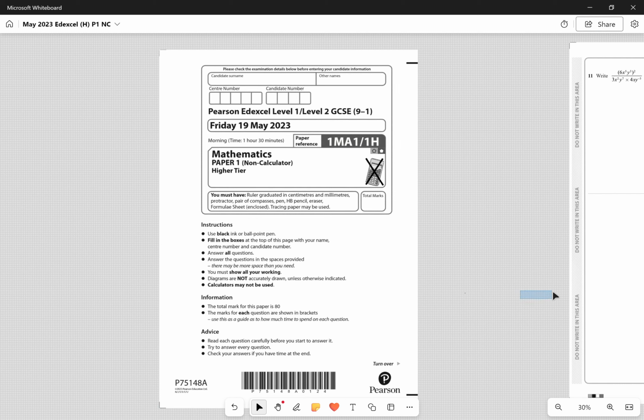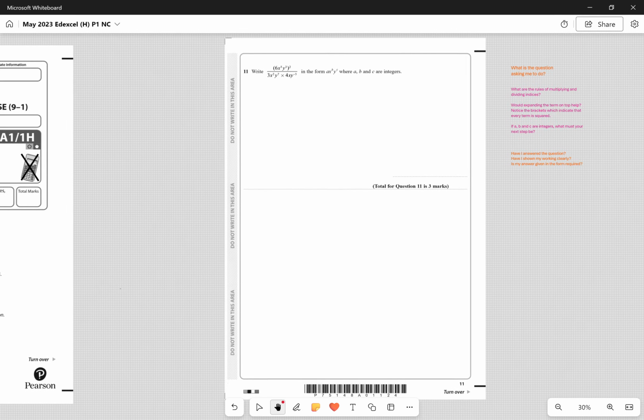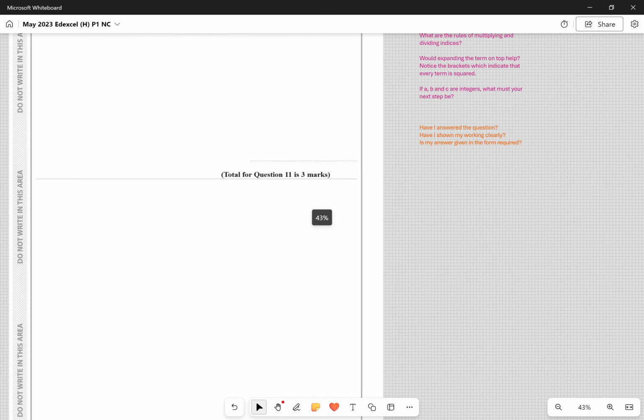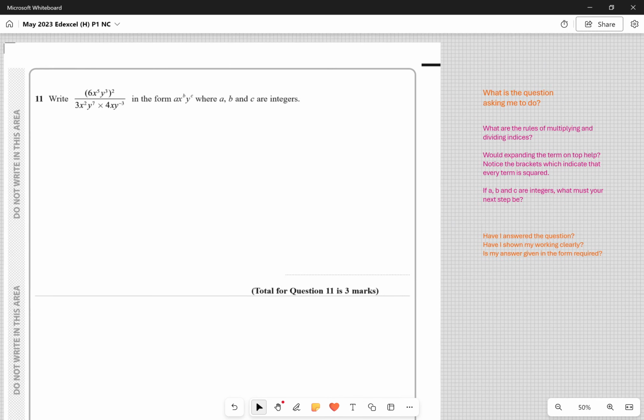Hello. Today we're doing paper 1 of the Edexcel board, May 2023 paper of the higher tier, which is a non-calculator paper. And we are doing question 11 now. We're on to question 11.